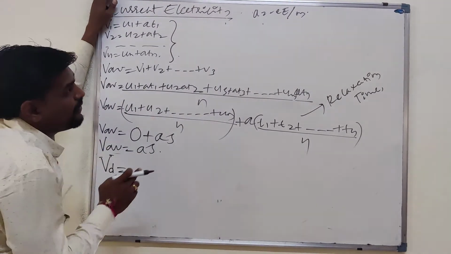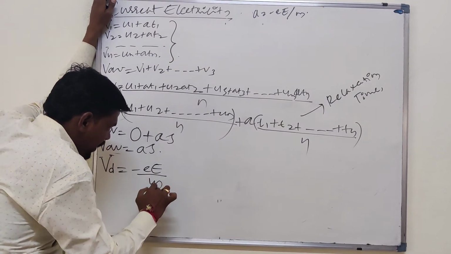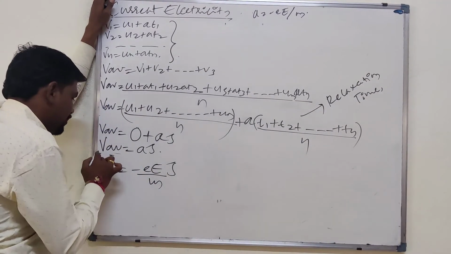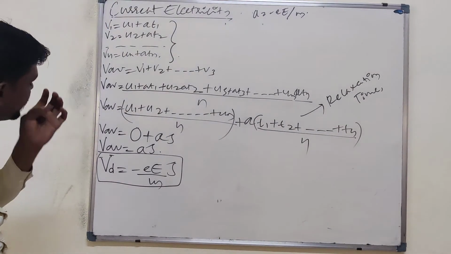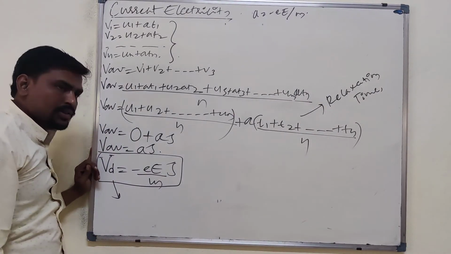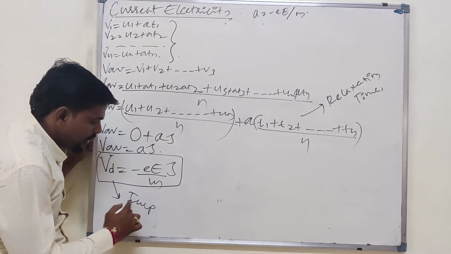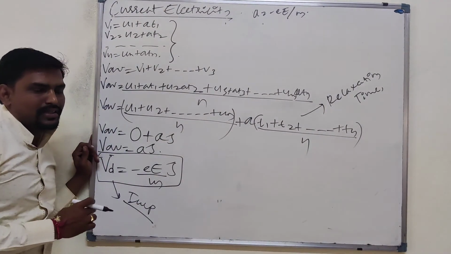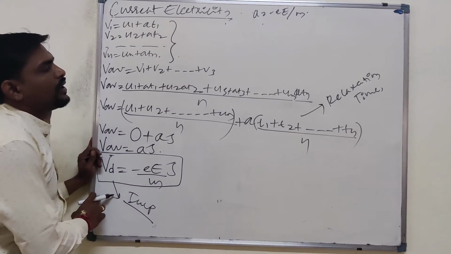What is the value of A? It is E divided by M, into tau. So this is the drift velocity of electrons. Very important one for 3 marks. So this is called drift velocity.